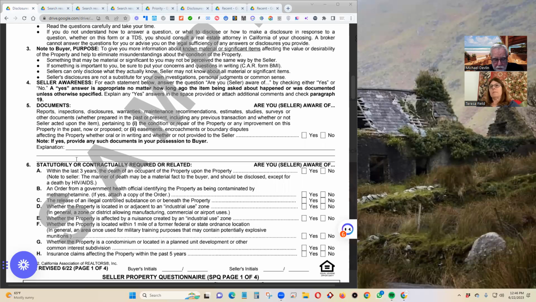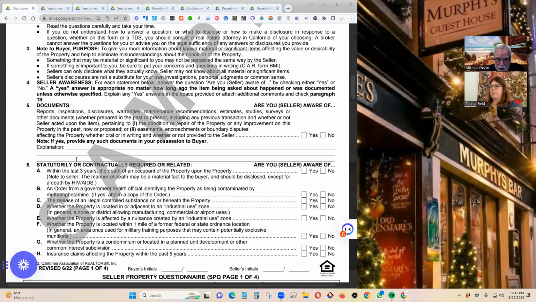Now, you'll notice that paragraph 5 is essentially asking the seller, do you have anything from when you bought the property 5 years ago, 10 years ago? Did you get inspections and reports and things like that? Did you? And if the answer is yes, you're supposed to mark yes and provide a copy to the buyer. Even though, well, what about 10 years ago? It doesn't have a time limit on it.